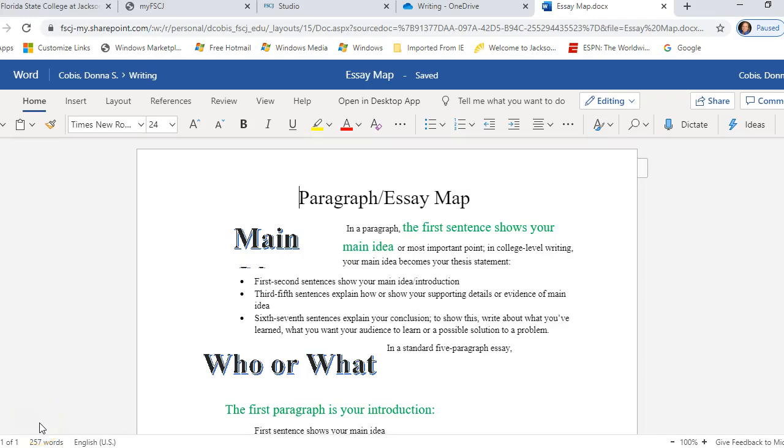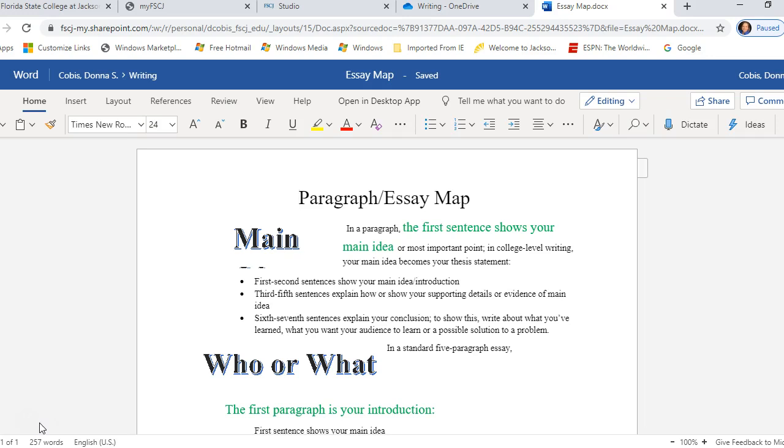Hi, students. This is Donna, the tutor, calling today to talk to you about paragraph and essay maps. This is a guide to help you when you're composing your essay, when you're drafting your essay.